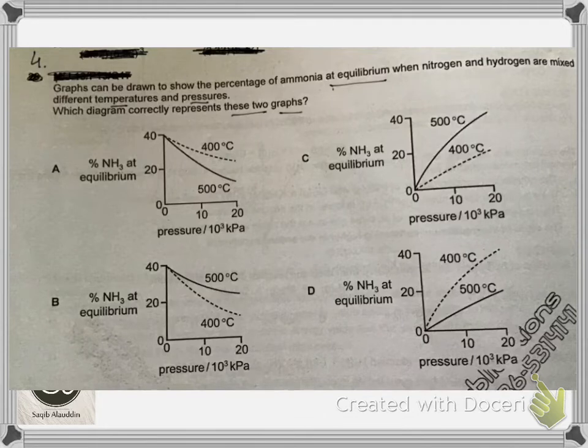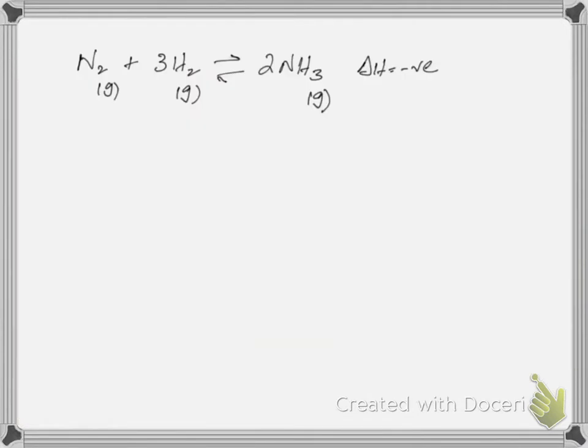So what actually they are saying, that when this reaction is in equilibrium, now remember, ammonia is made from nitrogen and hydrogen, and it's a fact that the reaction is exothermic.